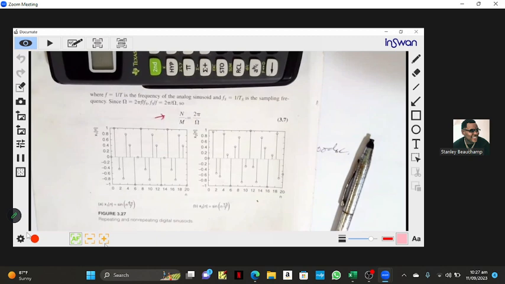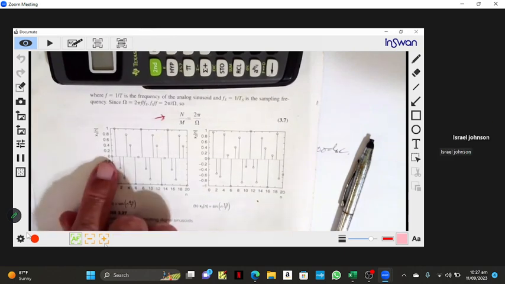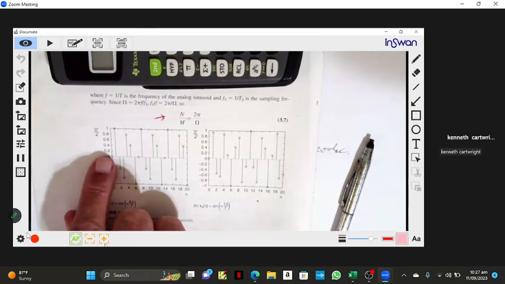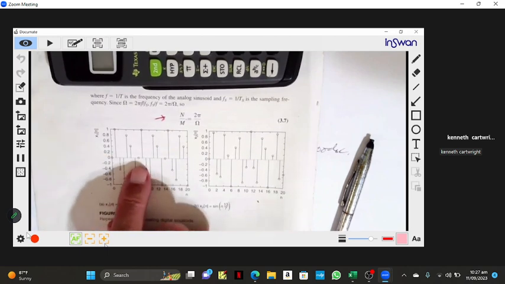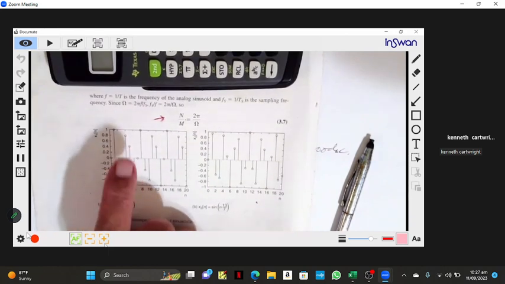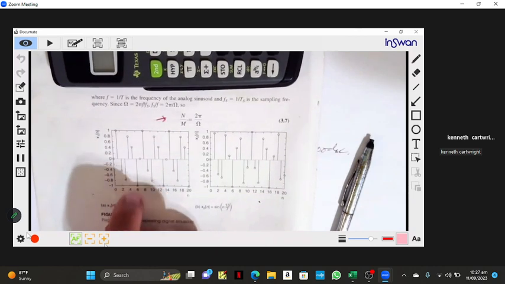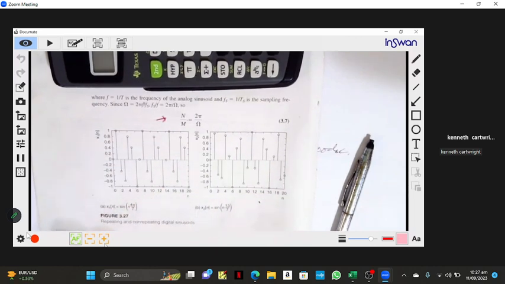1, 2, 3, 4, 5, 6. It starts here at 0, and it starts to repeat at the other 0. Don't you see that? So that's 1, 2, 3, 4, 5, 6, 7. The period of the one on the left is 7 samples. That digital sine wave's period is 7 samples.